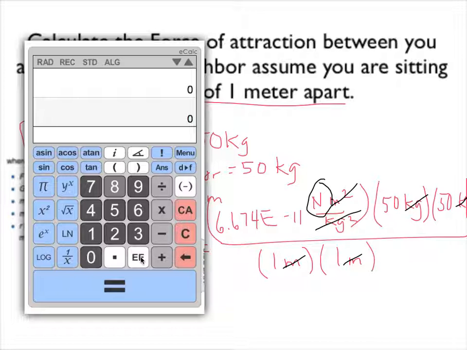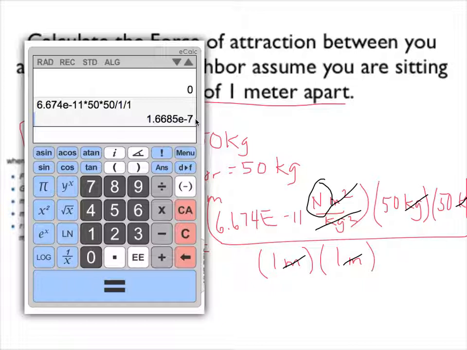Now, if we go back to the values in our formula, we have 6.674 EE negative 11 times 50 times 50 divided by 1 divided by 1 equals, and notice it's going to give you your answer back using scientific notation. This is going to be 1.6685 EE negative 7, or this would be 1.66 times 10 to the negative 7th.